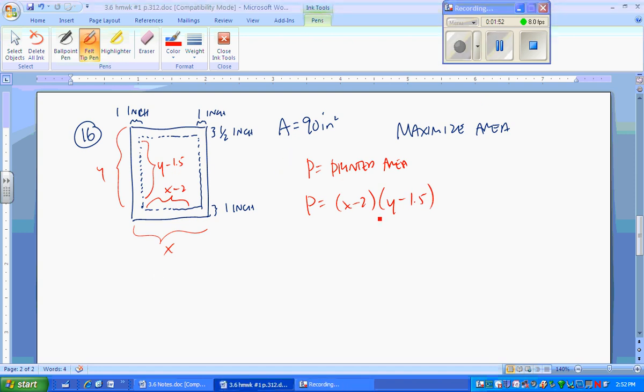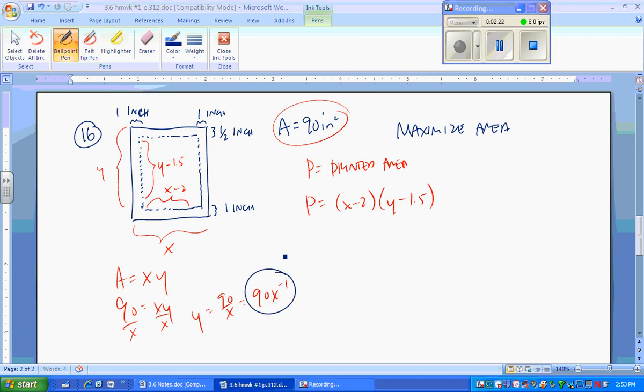We need to figure out X or Y in terms of the other variable, so we're going to use the area of the whole page. It's 90, so area of the whole page is X times Y. So 90 equals X times Y. Divide both sides by X. Y equals 90 divided by X, or 90 times X to the negative first. We're going to use this to substitute into this equation for Y. So the printed area equals X minus 2 times 90X to the negative first minus 1.5.